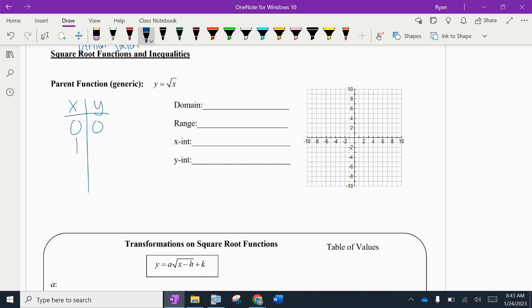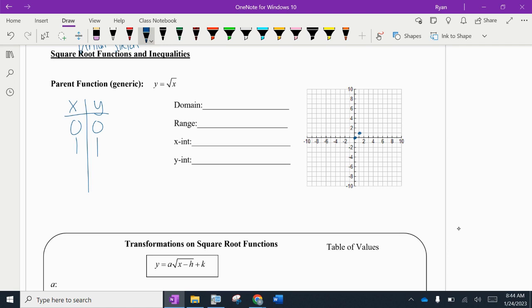What if you plug in 1 for x? What's the square root of 1? 1. Great, another easy point. (0, 0), (1, 1). Go over to my graph, get it nice and started. (0, 0), (1, 1). From this point, there's a lot of things it could do.